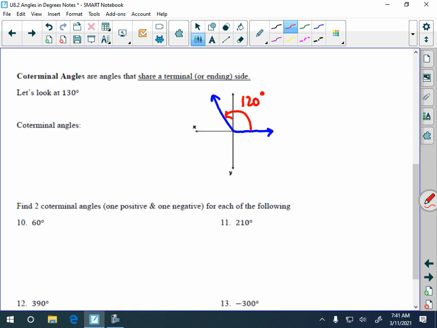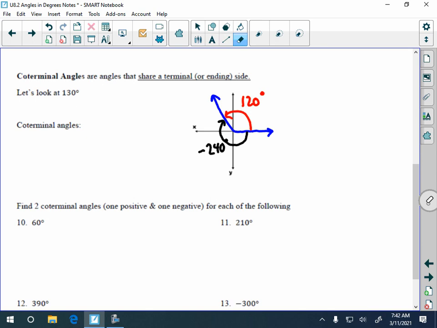Well, we can create another angle that starts at that same spot and ends at that same spot. All we have to do is go in the negative direction. And that would be a negative 240 degrees. All right, so we say that the negative 240 degrees and positive 120 are coterminal angles.